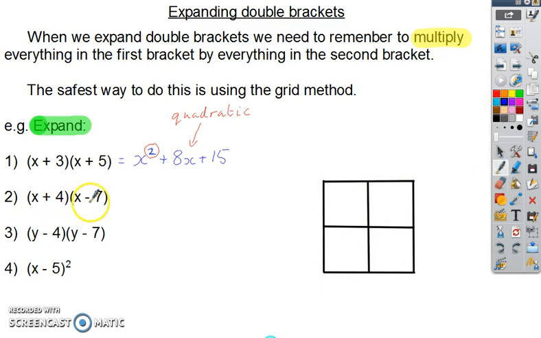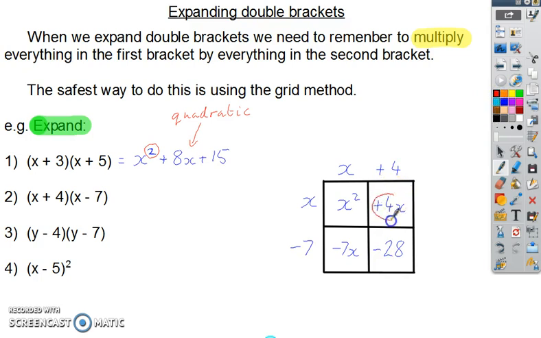We're going to put the second one in, x plus 4 by x minus 7. We're going to write x plus 4 on the top, and then x minus 7 on the side. x times x is x squared, x times plus 4 is plus 4x, negative 7 times x is negative 7x, negative 7 times plus 4, well 7 times 4 is 28, because we're multiplying one negative and one positive, our answer is going to be negative.